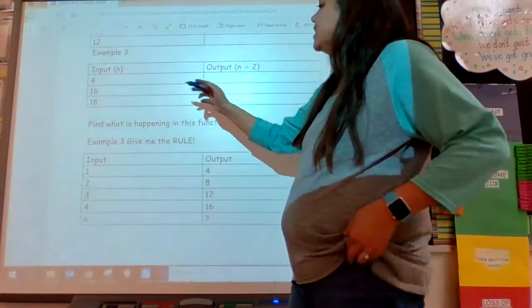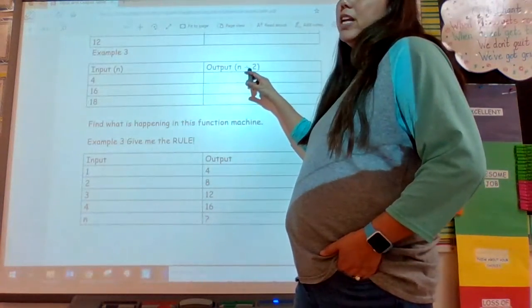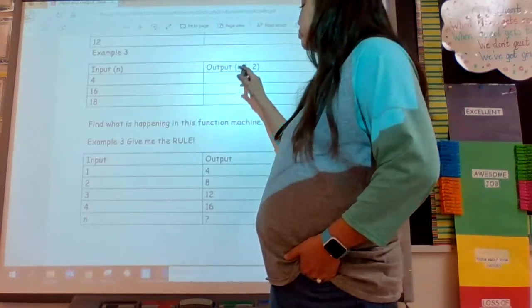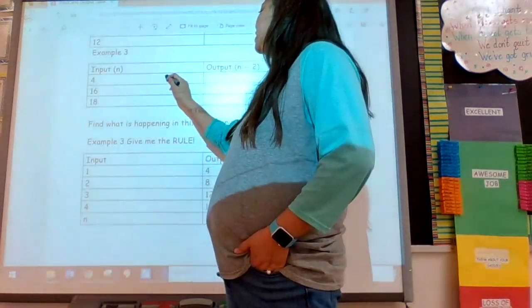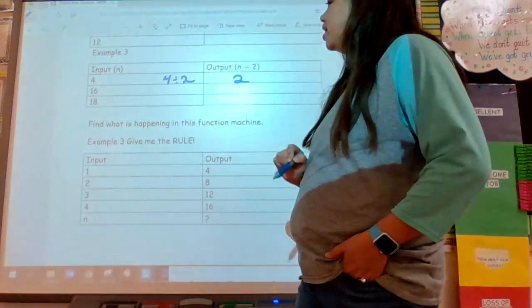Well, let's see how we did. If we put 4 in, what's the rule? It's going to divide that number by 2, so this number is going to come out smaller if we're dividing. So 4 goes in. 4 divided by 2 is 2, so my output is 2.